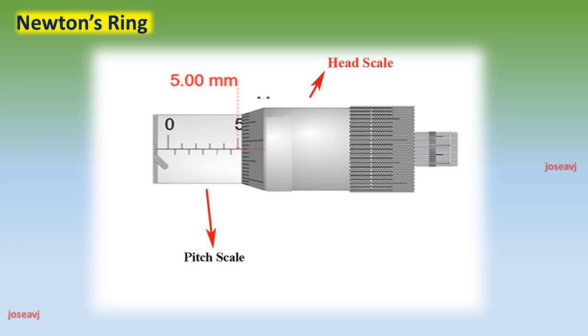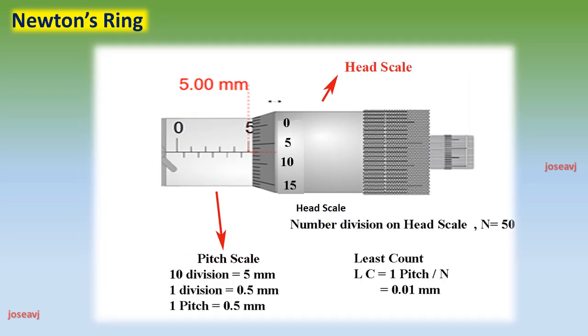Screw gauge has two scales. One is called the pitch scale, the other one is called head scale. Pitch scale is in millimeter, and on the head scale there are 50 divisions. If you observe the pitch scale of the screw gauge, 10 divisions is equivalent to 5 millimeter, or 1 division is equal to 0.5 mm, or 1 pitch is equal to 0.5 mm. And on the head scale there are 50 divisions, so the least count of the screw gauge is 1 pitch divided by the number of divisions on the head scale, that is n, which is equal to 0.01 mm.